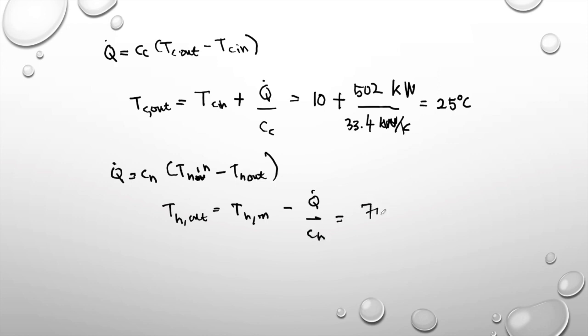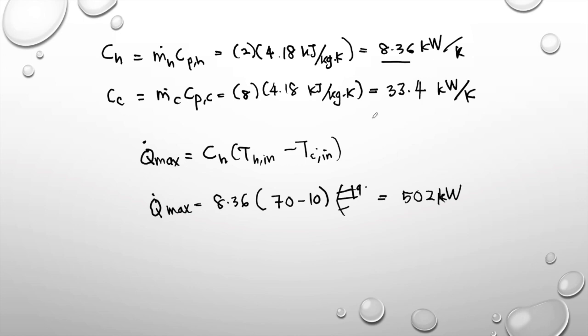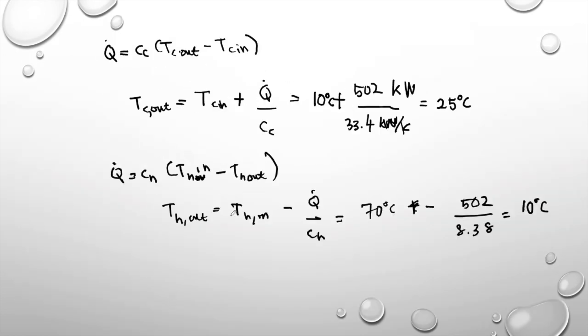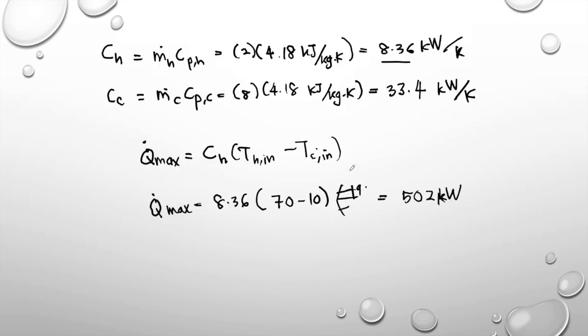So 70 degrees Celsius, oh sorry, not plus, minus, 502 divided by 8.36. So you will get your TH out is 10 degrees Celsius. As you can see here, TC out can be increased up to 25 degrees Celsius by using the maximum heat transfer. And then for the hot water, it can be reduced up to 10 degrees Celsius. Here, the 10 degrees Celsius is the same as the inlet temperature of the cold water.